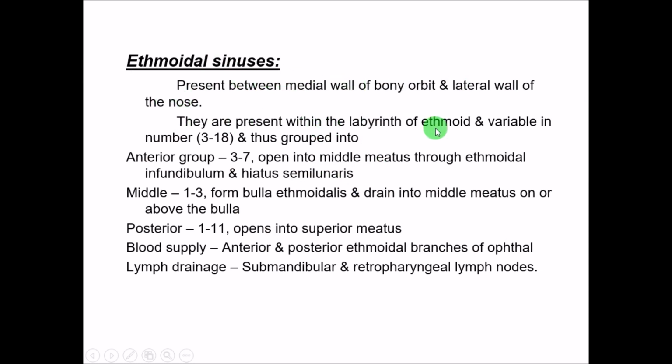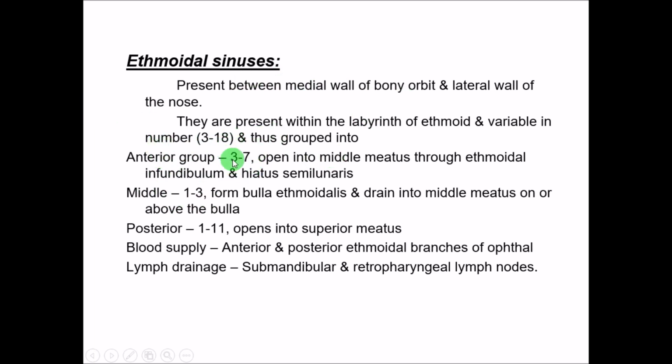They are present within the labyrinth of the ethmoid bone and variable in number, between 3 to 18, and thus they are grouped into anterior, middle and posterior groups. Within each group there are multiple, not just 3, but more than 3. Those which are present anterior will be called anterior, those in the middle will be called middle, and those in the posterior are called posterior. So they are not one single, but in multiples.